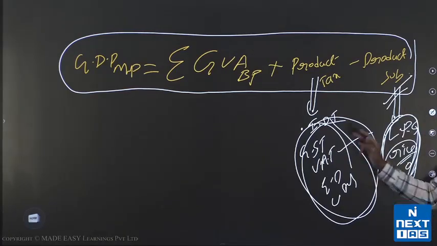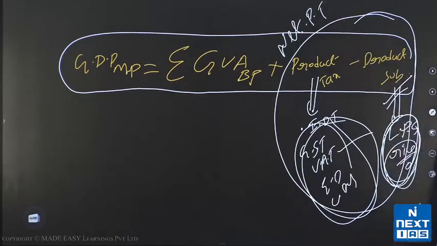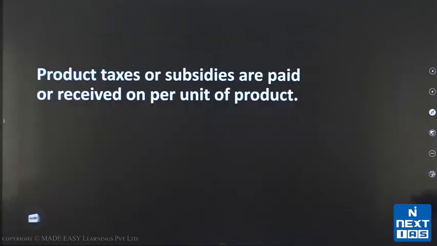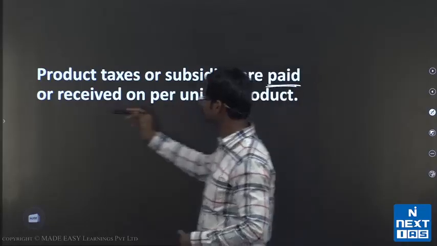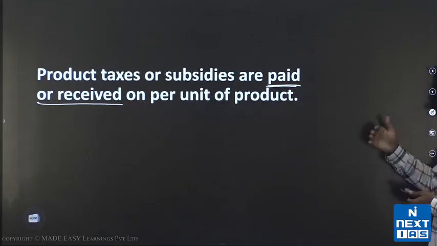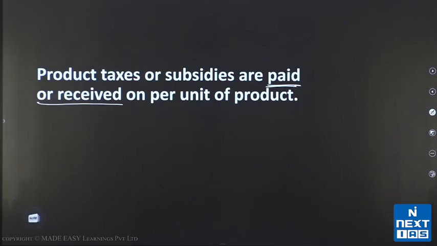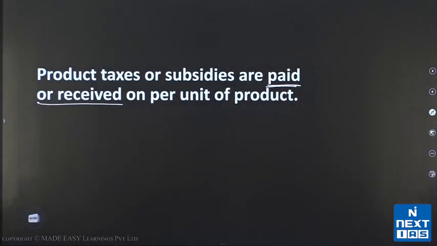Clear? Any questions? Product tax, product subsidies. So it is visible to us. That is called net product taxes. Any questions? Look, product taxes or subsidies are paid or received on per unit of product. Taxes are paid, subsidies are received. Product taxes or subsidies are paid or received on per unit of product.